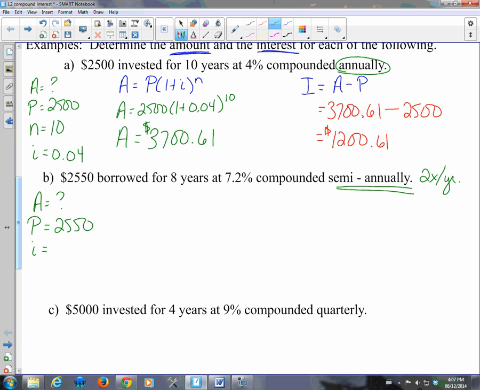So if I have 7% compounded twice a year, that means they calculate the interest twice per year. So you have to take your interest rate and split it up between the 2 times that you're calculating in each year. And sometimes that works out nicely, 0.072, like this time, which is 0.036.